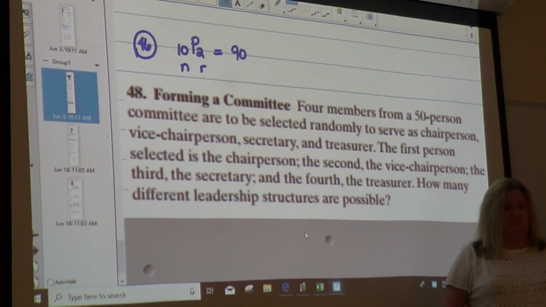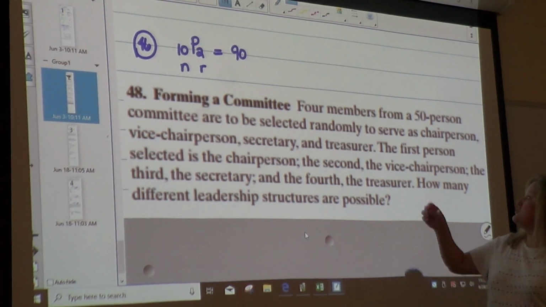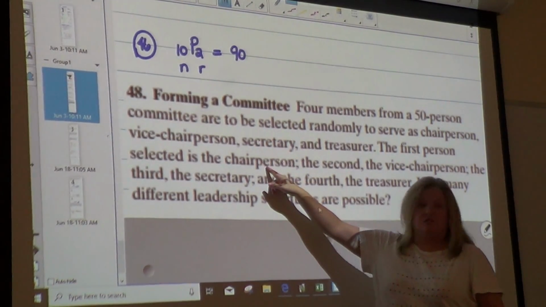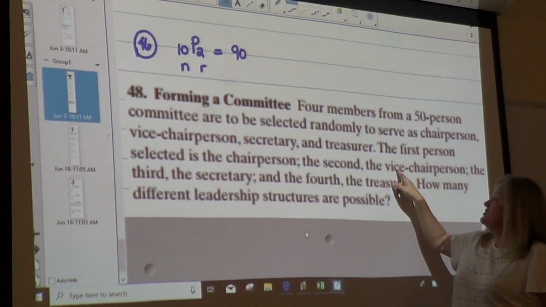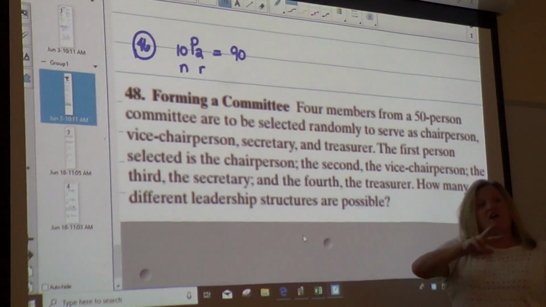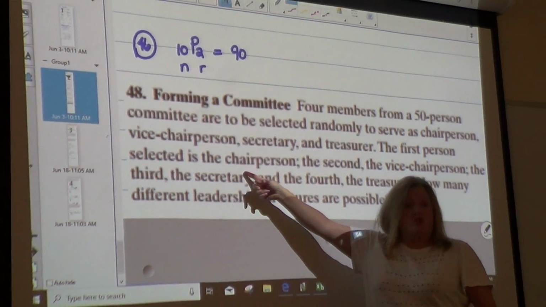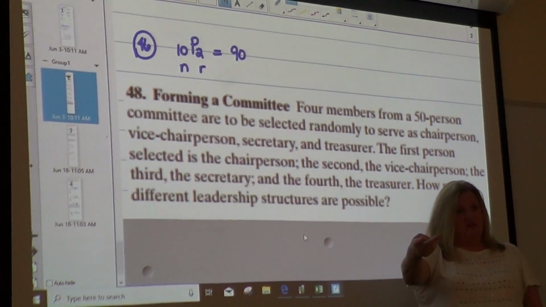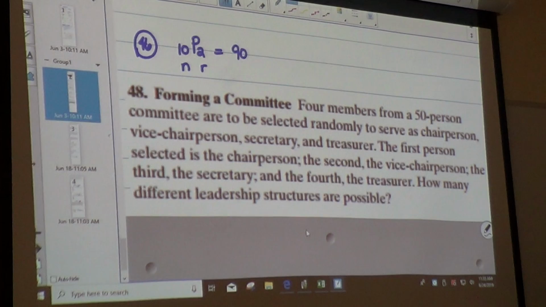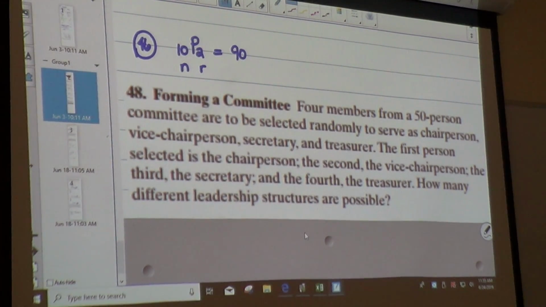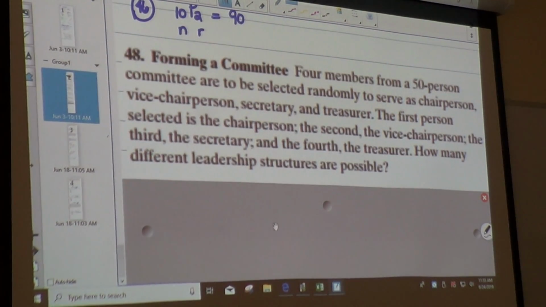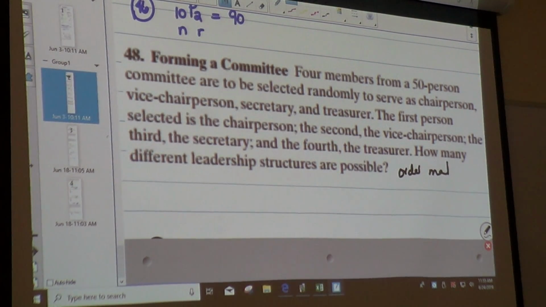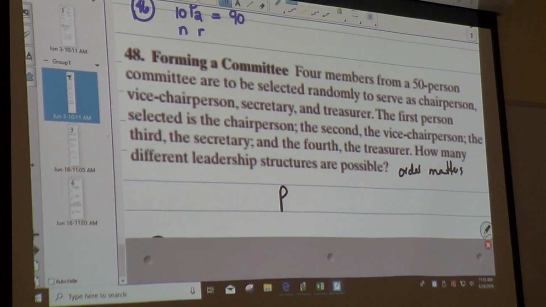Yes. If I call Joe first, he's going to be the chairperson. If I call Sue, she's going to be the vice chairperson. But if I call it in reverse, Sue's going to be the chairperson. And so did the order in which I call them out matter? Yes. So because order matters, what kind of problem is it? A permutation. If the order matters, it's a permutation.